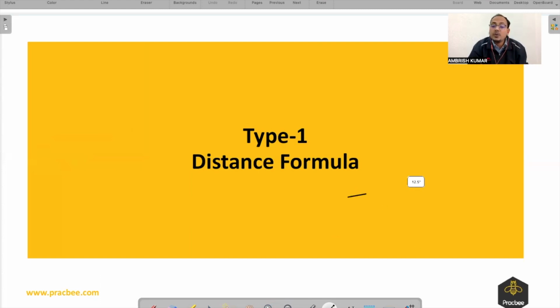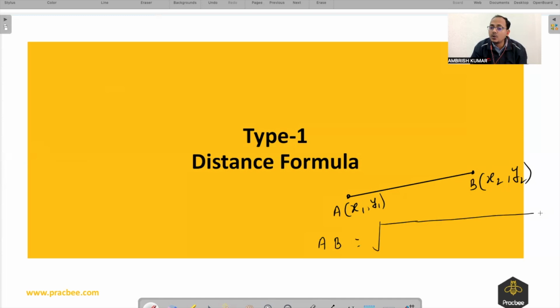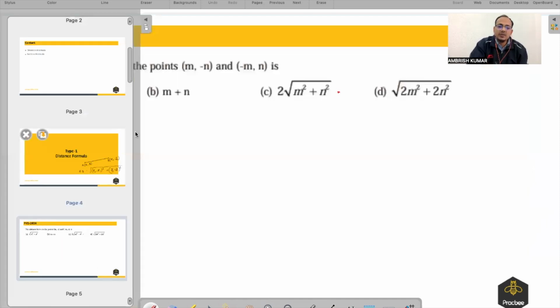If you are given 2 points, let us say the points are A and B, and the coordinates of A are given as x1, y1 and the coordinates of B are given as x2, y2, then the distance between A and B we can get by the formula: square root of (x2 minus x1) whole square plus (y2 minus y1) whole square. You can also write x1 minus x2 because we are anyway taking the whole square. Okay, let's start with the questions and see how we can solve them.